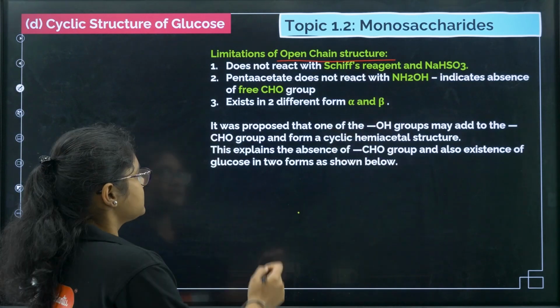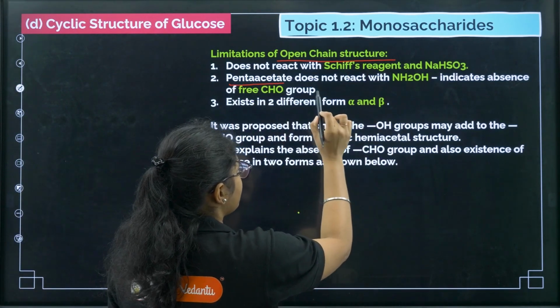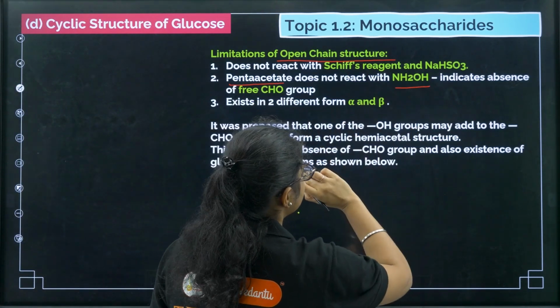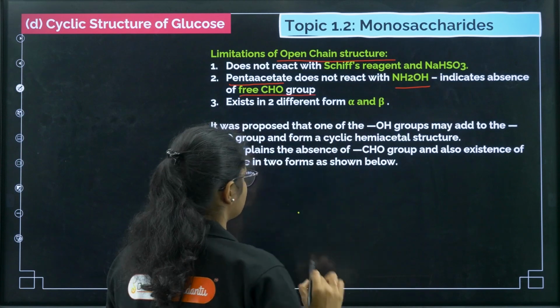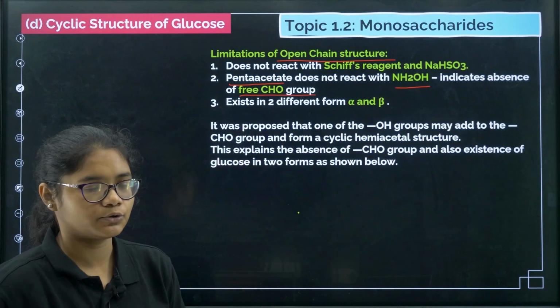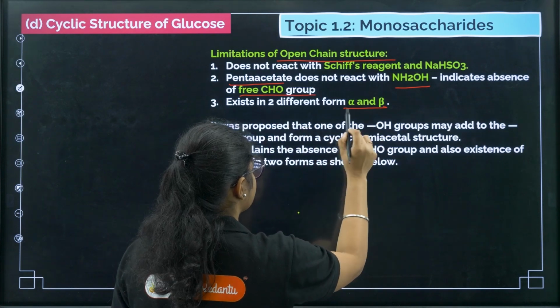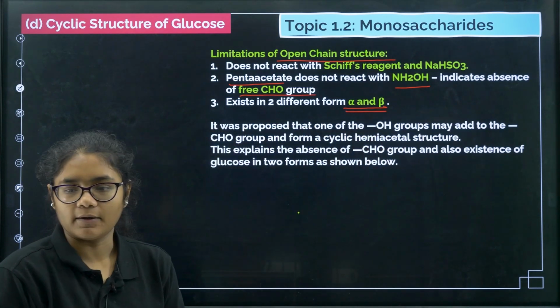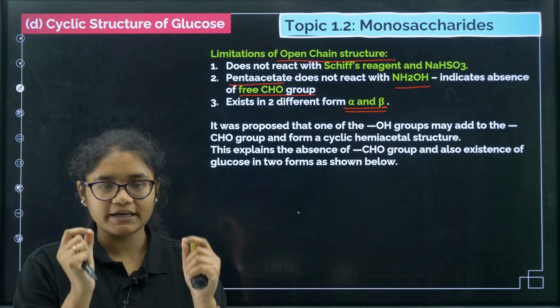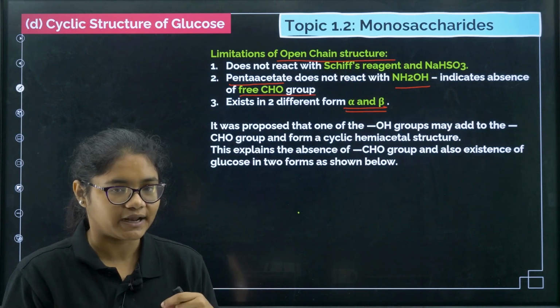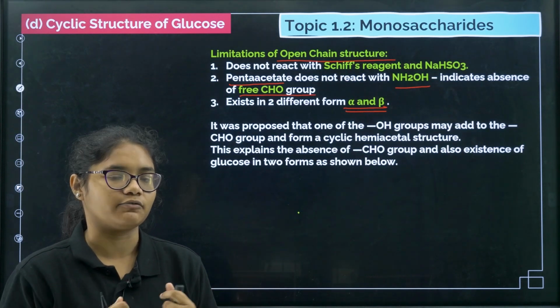Next, the pentaacetate does not react with NH2OH, which indicates the absence of a free CHO group. So there is no CHO group. Then we found that glucose can exist in two different forms, alpha and beta. So these three limitations could not be explained by the open chain structure of glucose.